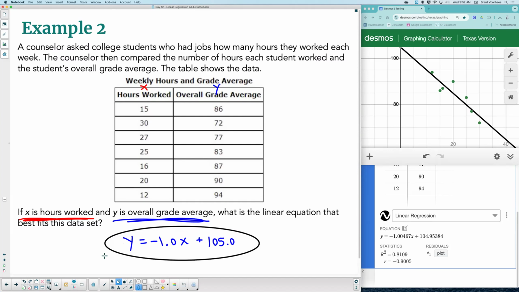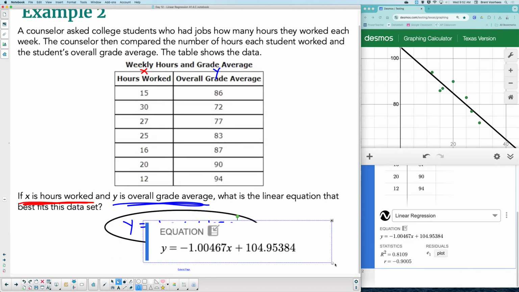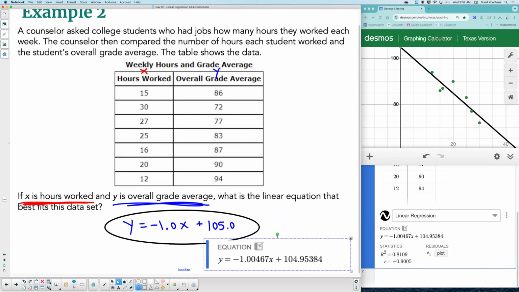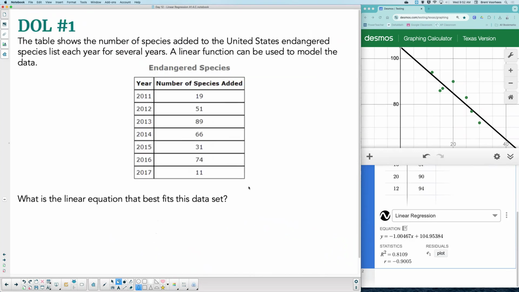All right, how I got that is right there. And I'll just throw this on the notes so you can see how I got that value. That's the equation there. Okay, thank you so much. Perfect. All right, great. Now that we've done that, I want you to try your first DOL. Try this one here. I'll give you a few moments. Find the equation for this set.